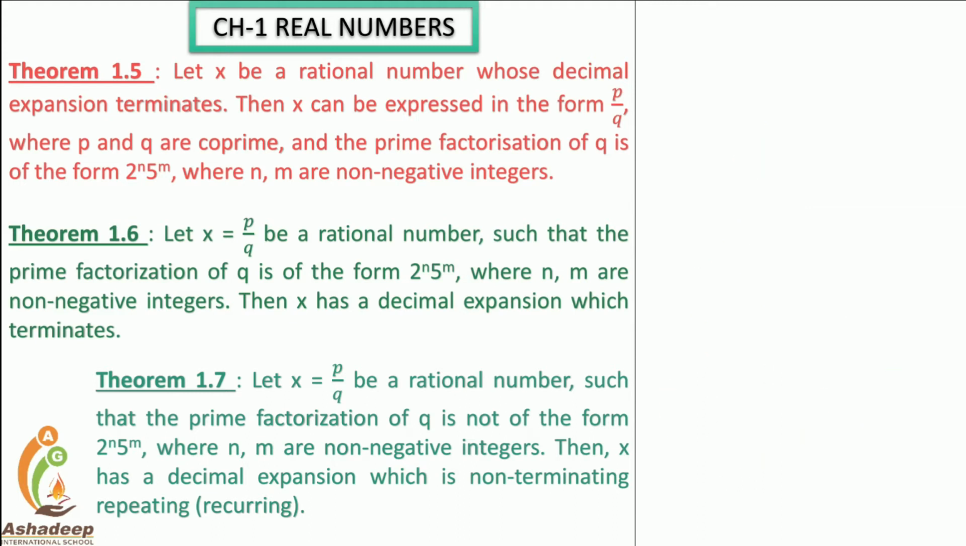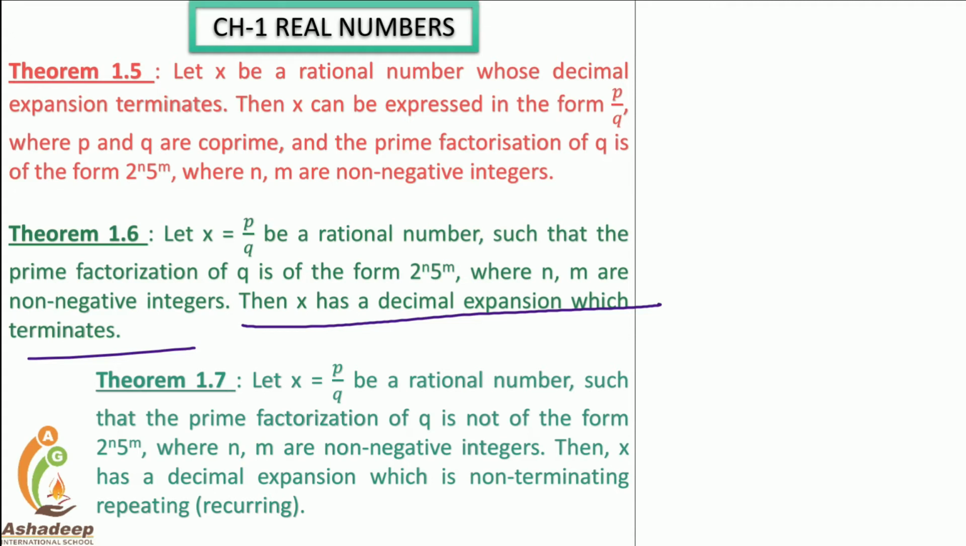Okay, now another theorem, 1.6. Let x is equal to p by q be a rational number such that the prime factorization of q is in the form 2 power n 5 power m, where n and m are non-negative integers. Then x has a decimal expansion which terminates. It is a bit different; it is the opposite of 1.5.